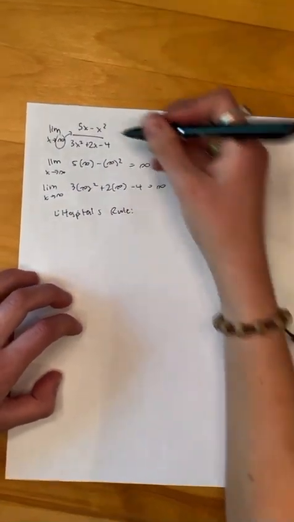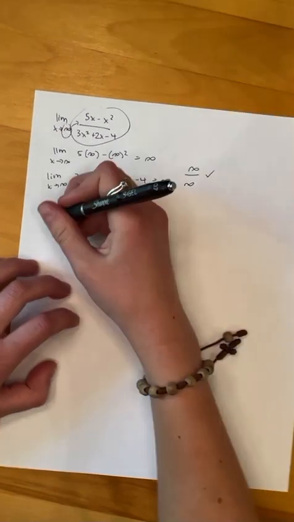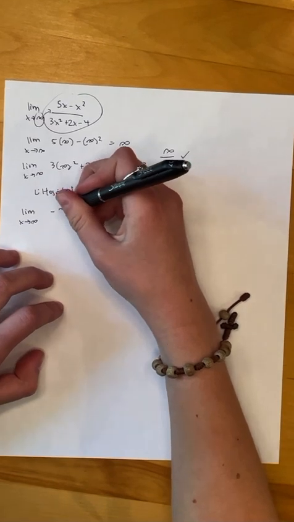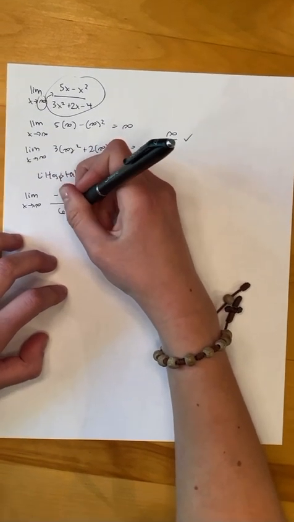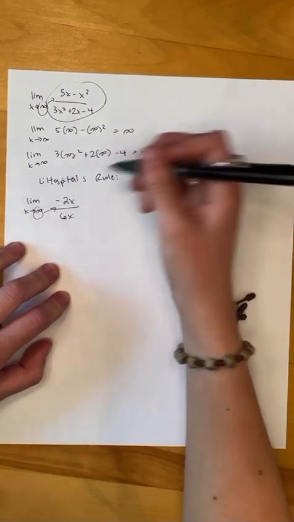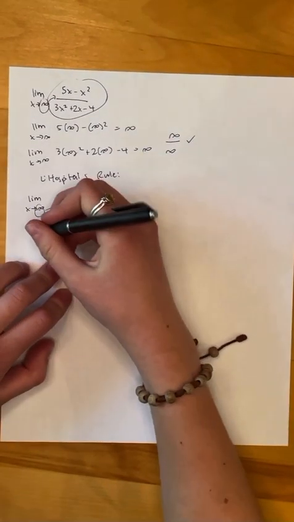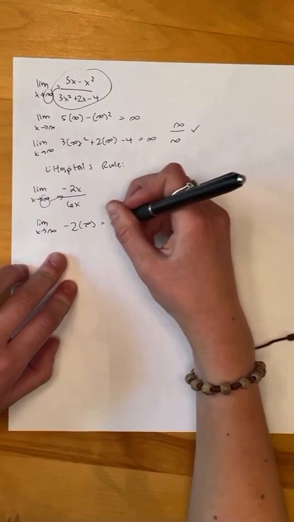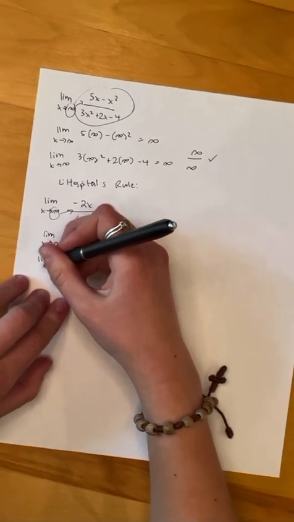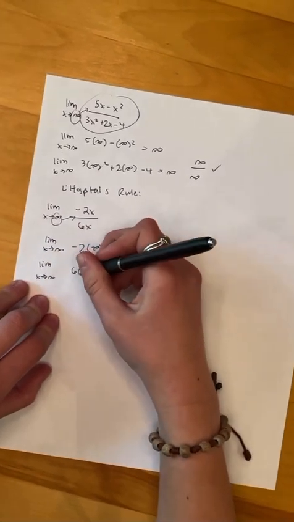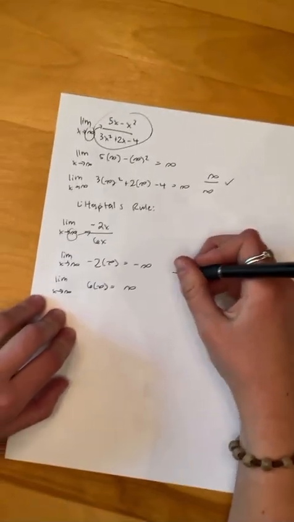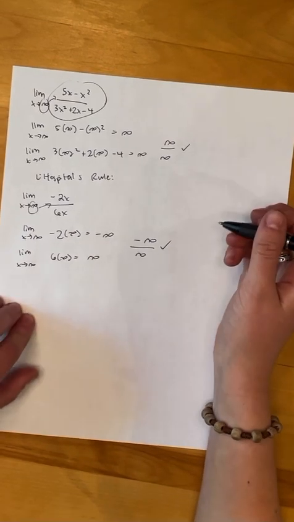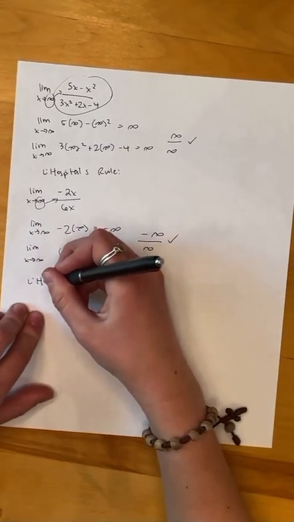All right, next up is finding the derivative of our original function. So now we're going to have the limit as x approaches infinity of -2x all over 6x. When we plug our bounds into this new function, we get the limit as x approaches infinity of -2 times infinity, for negative infinity, and the limit as x approaches infinity of 6 times infinity, for infinity. And again, negative infinity over infinity is an indeterminate form that requires the use of L'Hopital's rule, so we're going to use it once again.